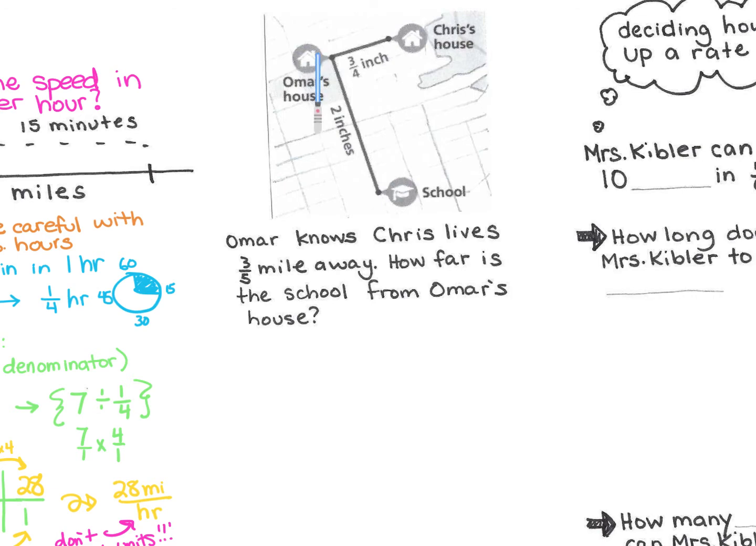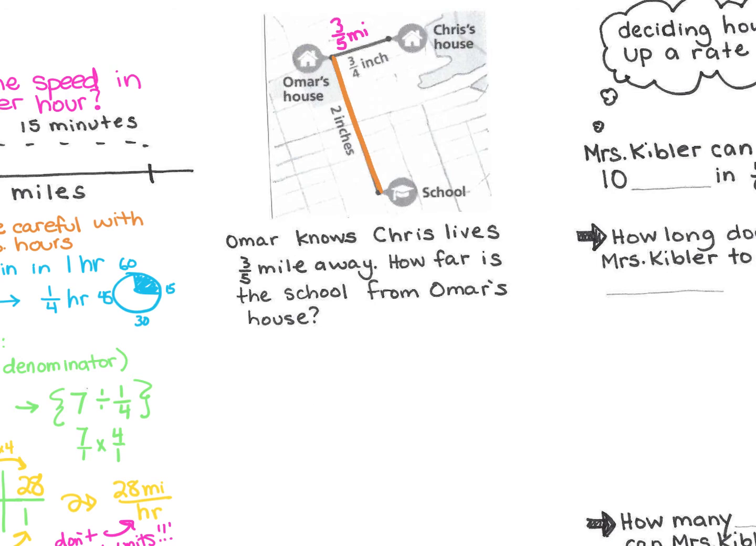So right here, Omar knows that Chris lives 3/5 of a mile away. On a map, it's 3/4 of an inch. So the question is, how far is the school from Omar's house? So right here, how far is this? Now we know it's 2 inches, but we want to know what it is in miles.